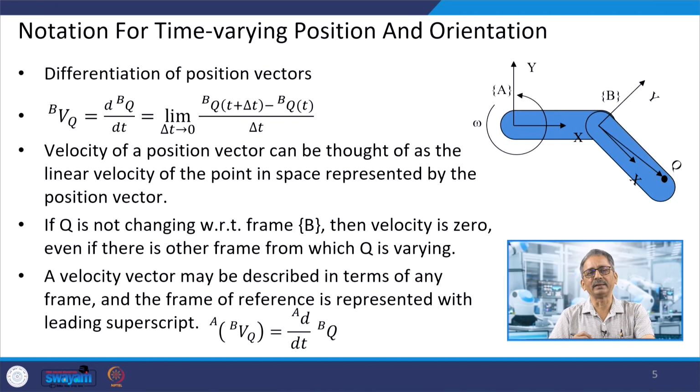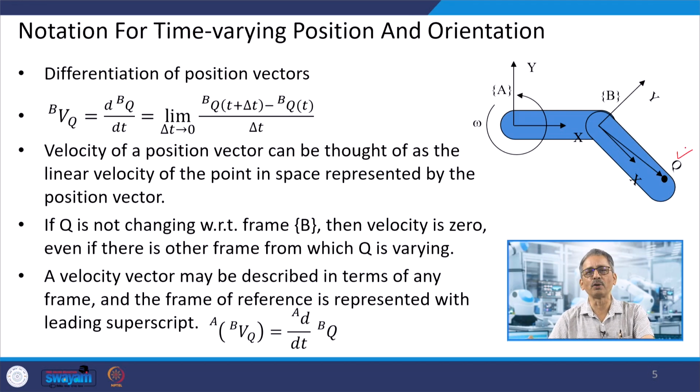So, let us see the notation for time varying position and orientation. Suppose you have a vector, say q, and a reference frame, say x, y here. This frame is A on one link, and on another link of the manipulator you have frame B, and this vector q is defined with respect to frame B. Now, if I am interested in finding the velocity of this vector q with respect to frame B, then I can take the derivative of it.